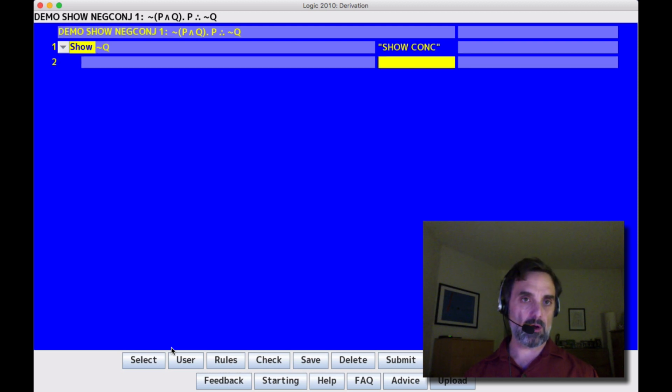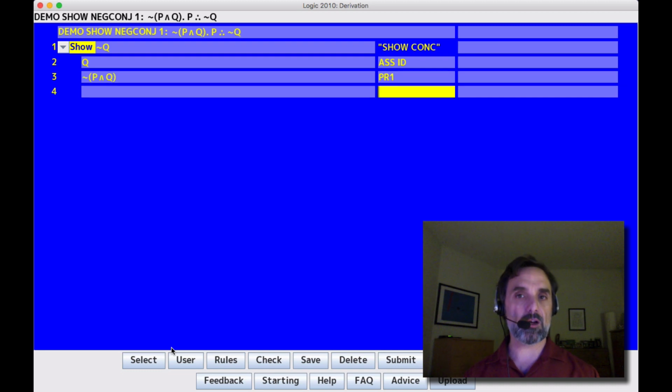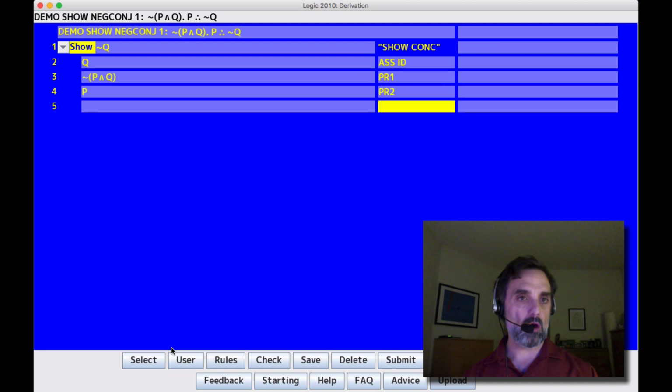So we have not Q as our conclusion, so we'll go ahead and make an assumption, as we usually want to make an assumption unless we know there's a reason we don't need to, and we have to make an indirect assumption. So we'll say Q. And that's what we want to do also because it's a negation. Now let's bring in our premises. Okay, so we have Q, we have not (P and Q), and we have P.